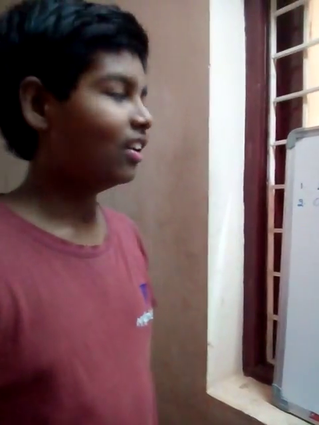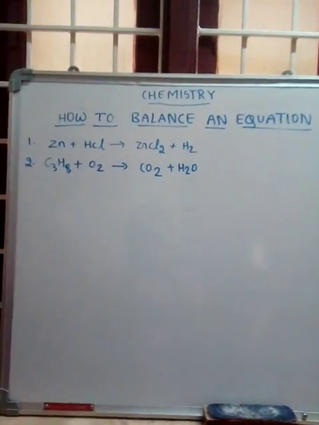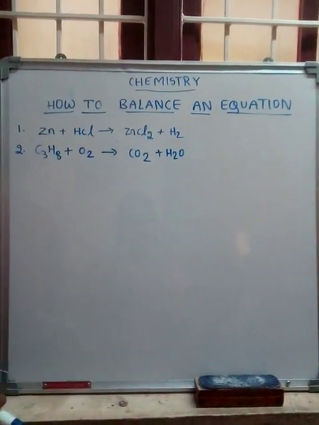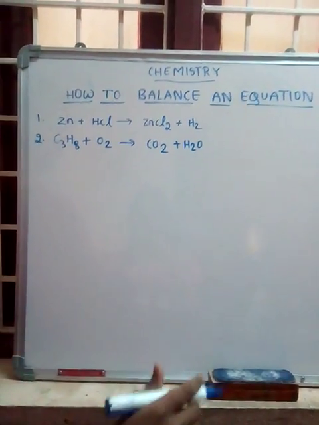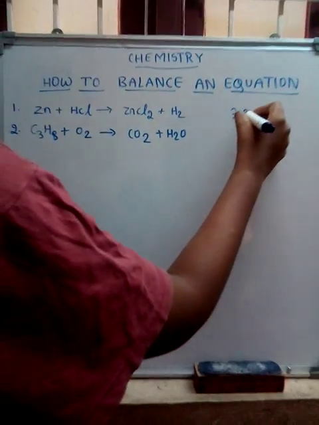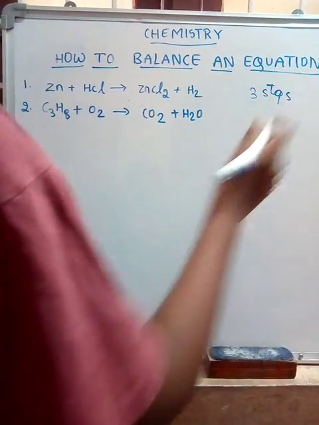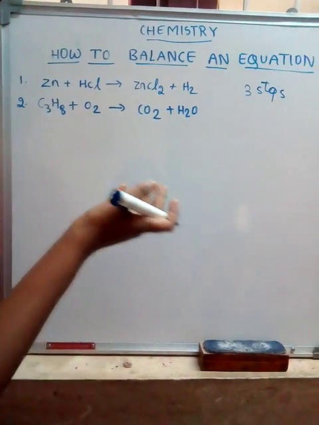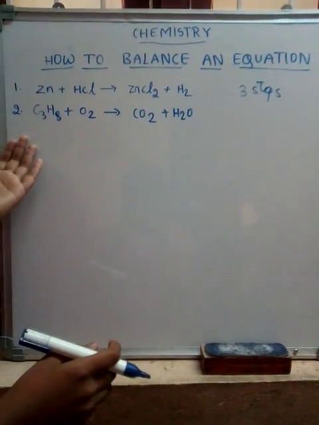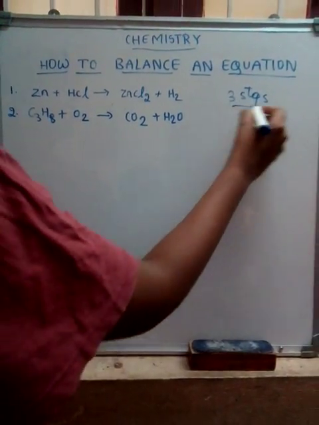Hello everybody. Today I am going to explain how to balance an equation in chemistry. To balance an equation, there are three steps. For example, these are two unbalanced equations. Now I'll balance them and show you the solution.